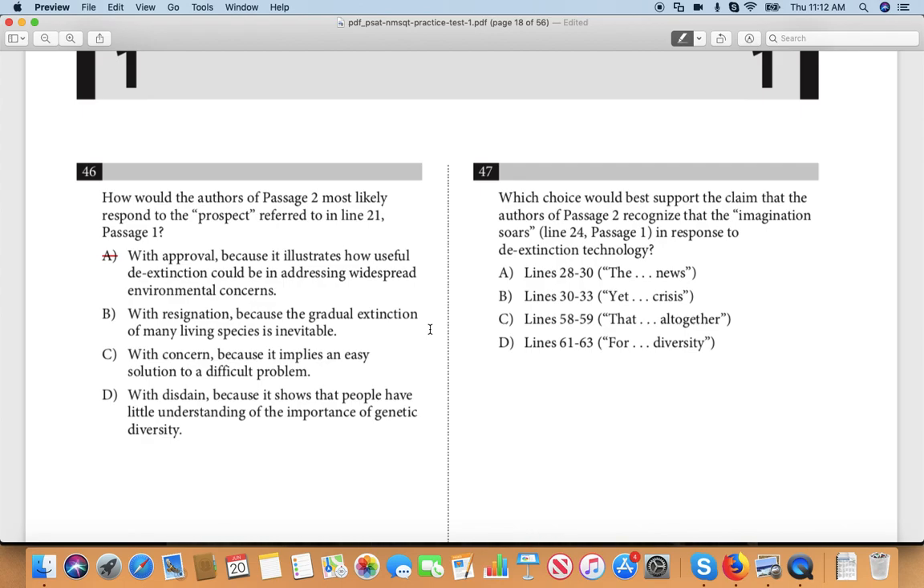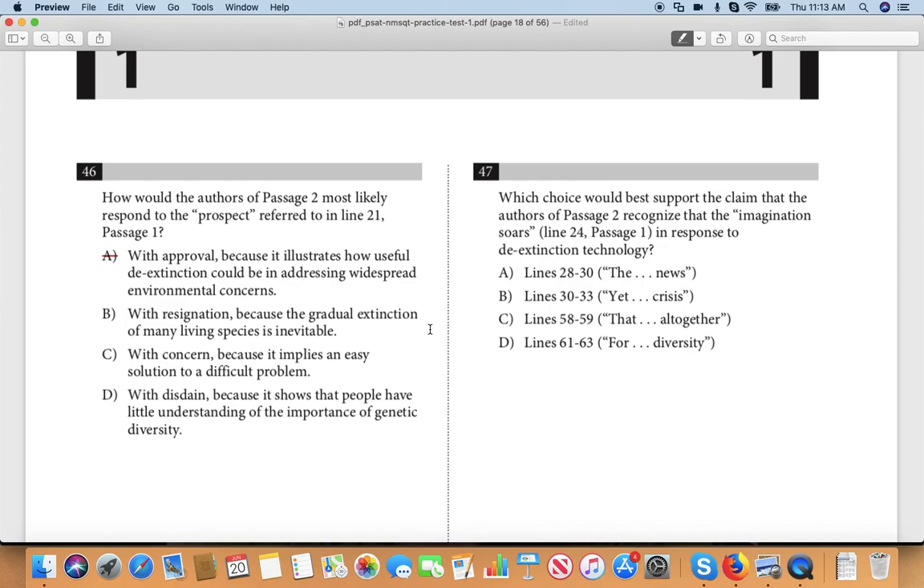Let's read answer choice D together. Okay. So I don't know the answer in front of me, but I'm fairly sure it's C. Go ahead. With disdain, because it shows that people have little understanding of the importance of genetic diversity. Would the authors of Passage 2 respond to the prospect of de-extinction with disdain? I don't know. Maybe? Maybe.